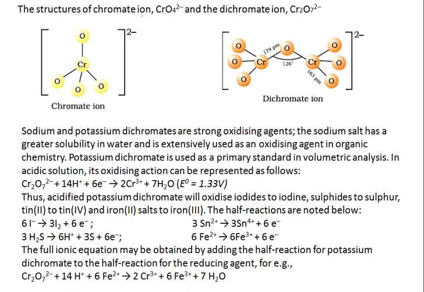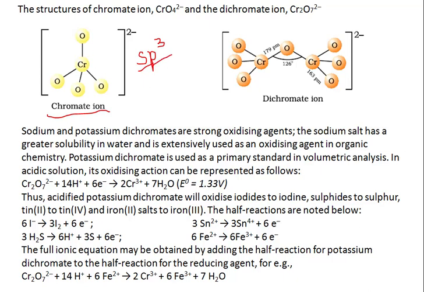Now the structures of chromate ion and dichromate ion. The chromate ion is yellow in color, whereas the dichromate ion is orange red, so on the basis of coloration you can identify the ion. Chromium is sp3 hybridized in both cases, but in chromate there is only one central atom, whereas in dichromate there are two central atoms, with one oxygen atom common, separated by a 126-degree angle. So the structure is important. Both are sp3 hybridized and tetrahedral.